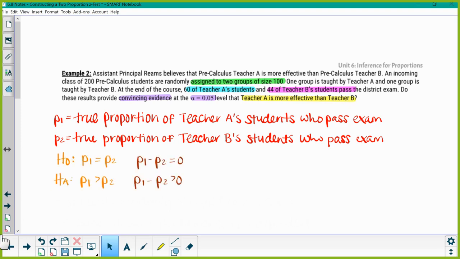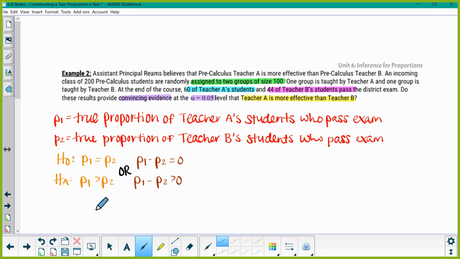The null is always that they're equal to each other. And again, remember, you just have to pick one way to write it. It does not have to be both. I generally recommend the way on the left if I were you. H0 is p1 equals p2. Ha is p1 is greater than p2. So her proportion of students who are passing is greater than that of teacher B. So I have my parameters.